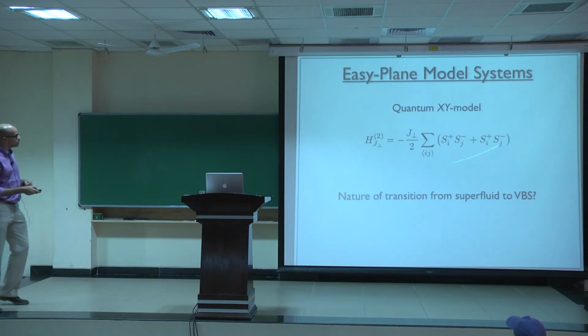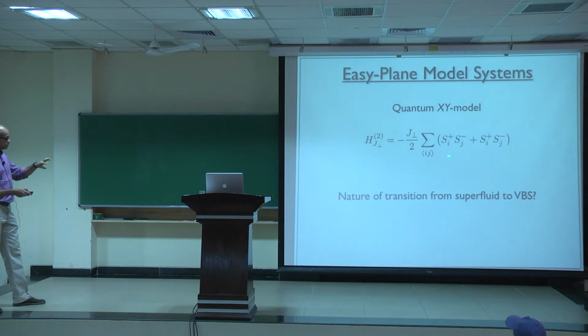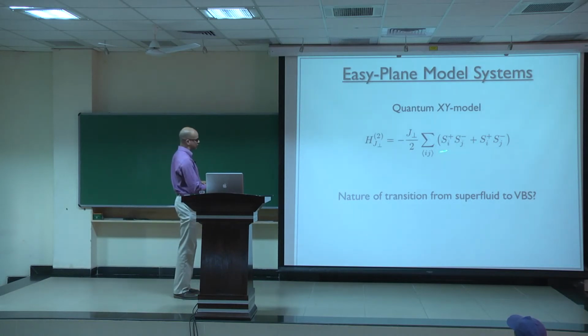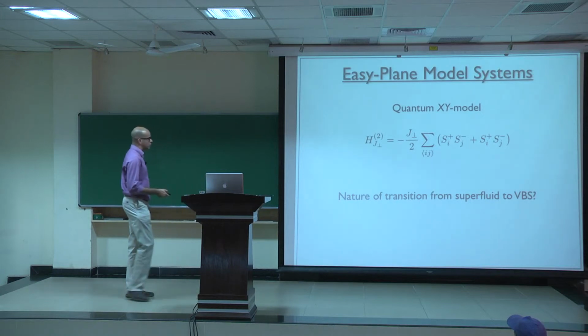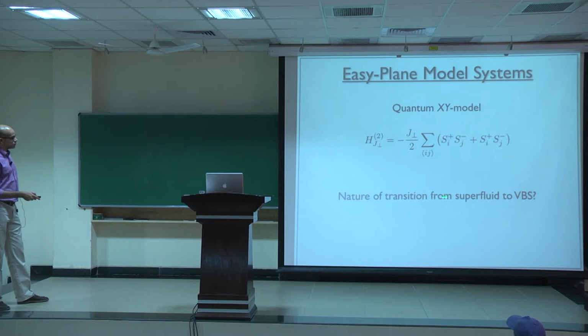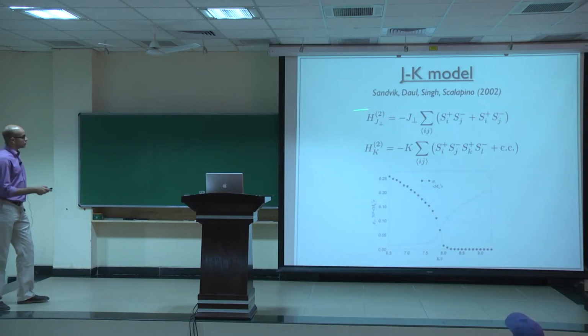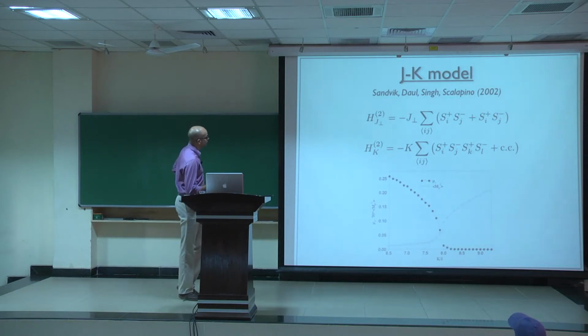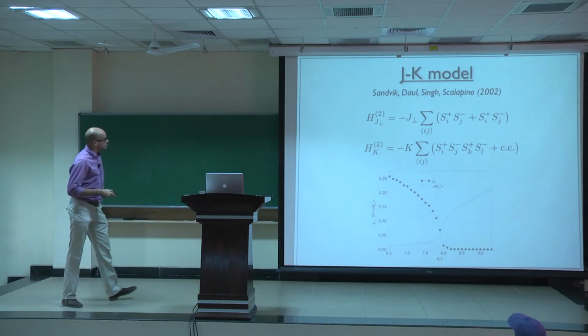So imagine you take the quantum XY model. The XY model has a U1 rotation symmetry, and there's a Z2 symmetry if you apply no magnetic field. So the question you can ask now is, what is the nature of the transition from superfluid to VBS? This was actually done even before deconfined criticality, and may have been one of the things that inspired deconfined criticality, by Anders Sandvik and collaborators.